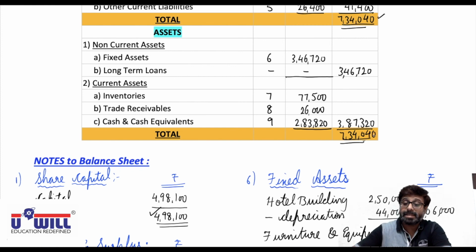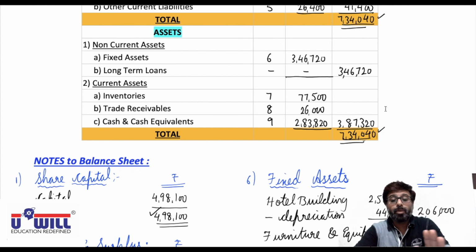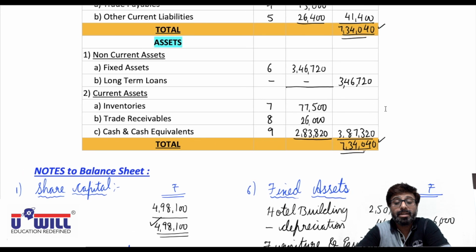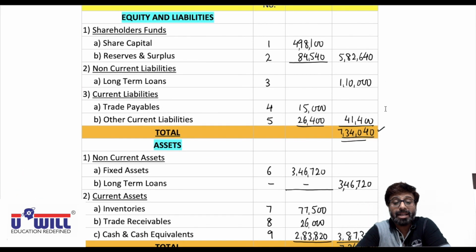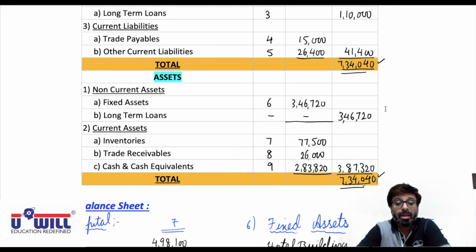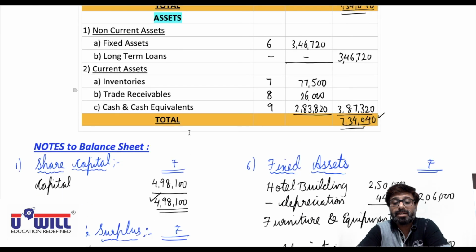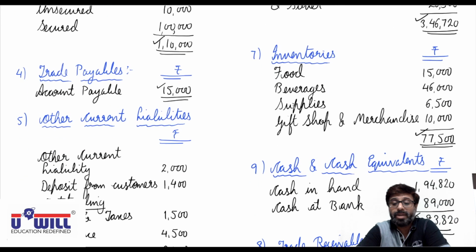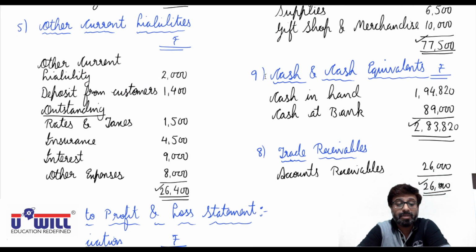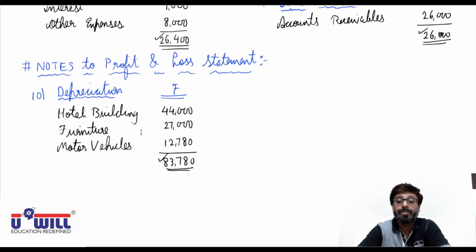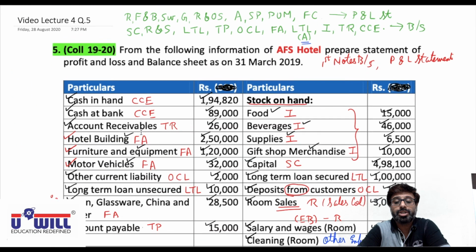So I hope everyone is clear with this. In between, I did one mistake of not taking trade receivables. You all be careful with that. That's why you first make the format of balance sheet so that when you make the solution, you know which items are to be written in the order. So after 7th inventories, 8th would be trade receivables, 9th cash and cash equivalents, and then 10th note to P&L statement would be depreciation. I hope everyone is clear with this question.